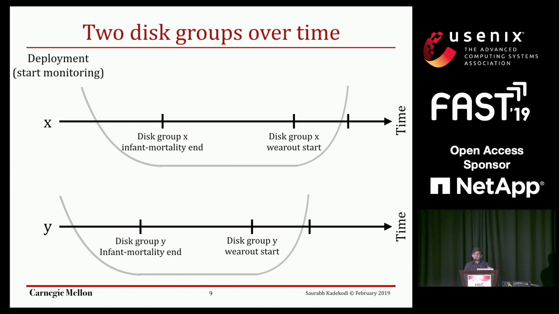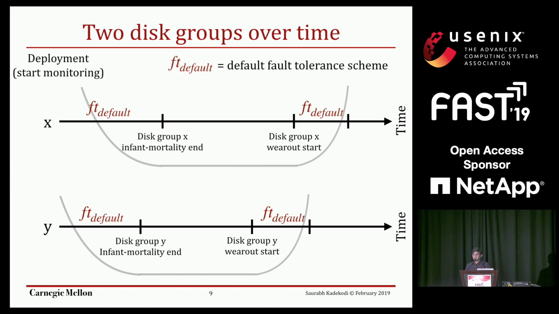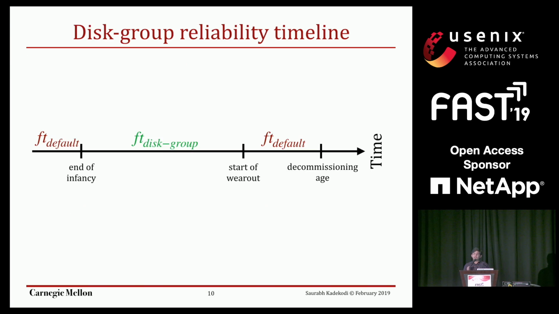And we propose that FT default be used during the infancy and the wear out of each disk group, because during those times, the failure rate is high. And for every disk group's useful life, we propose having a disk group specific fault tolerance scheme, in this case, FTX and FTY, for disk groups X and Y. So abstracting this timeline, we have default fault tolerance schemes on either ends of a disk group's lifetime, and a disk group specific fault tolerance scheme during its useful life.